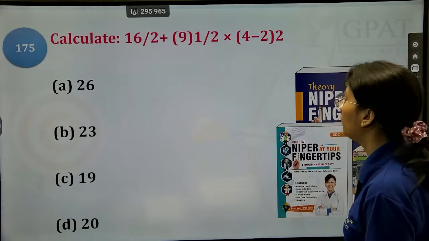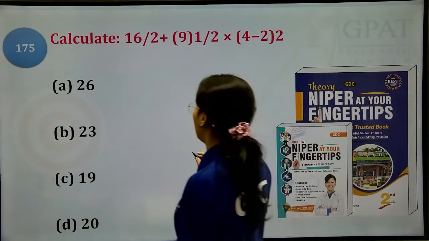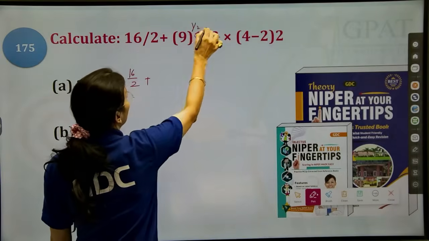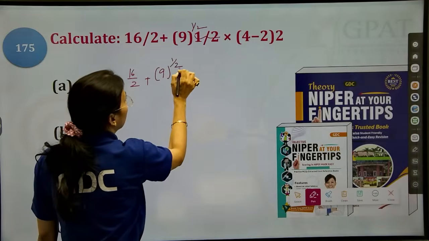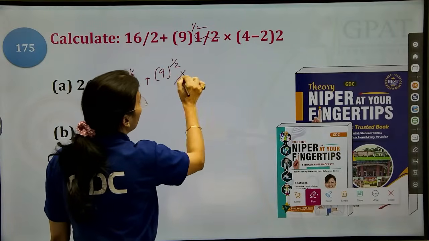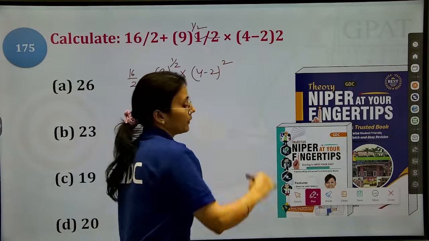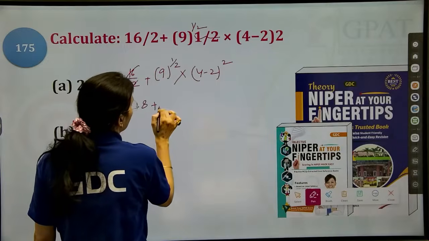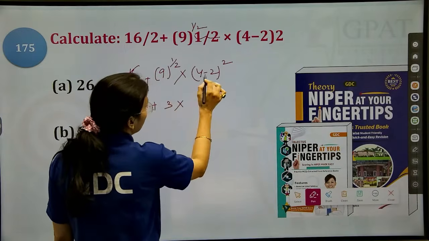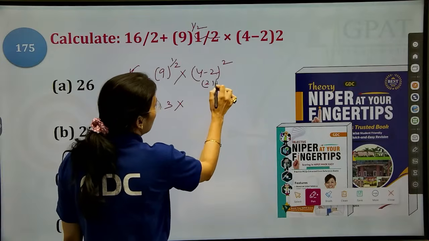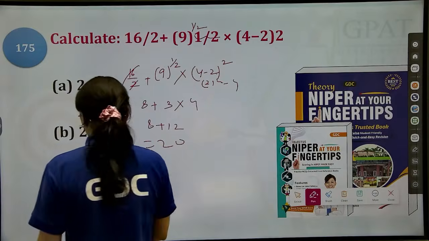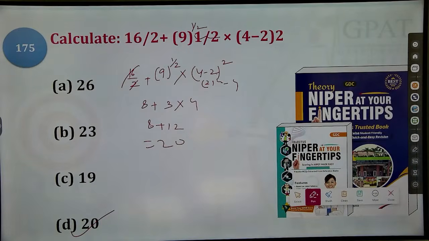Now we have to calculate 16 by 2 plus 9 to the power of 1 by 2, plus, sorry, multiply 4 minus 2 power. So from there we will get 8 plus 3 multiply what? That is 4 minus 2, 2 square, that is 4. So 8 plus 12 is 20. So option number D is correct.